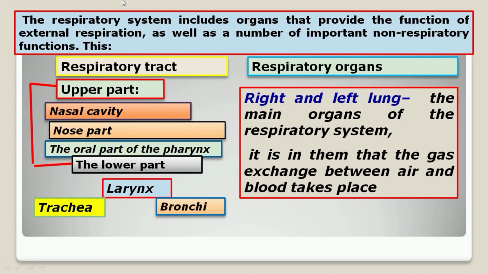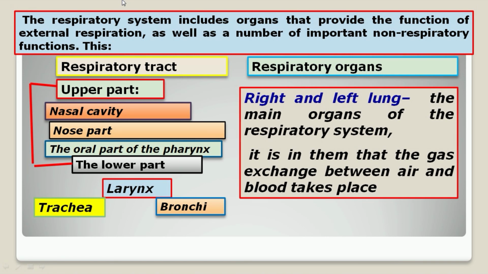The respiratory system includes organs that provide the functions of external respiration, as well as a number of important non-respiratory functions. These are the respiratory tract and the respiratory organs. Respiratory tract, upper part: nasal cavity, nasal part, the oral part of the pharynx. The lower part: trachea, larynx, bronchi.